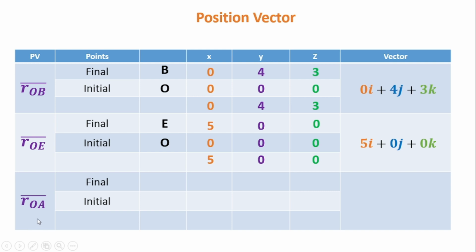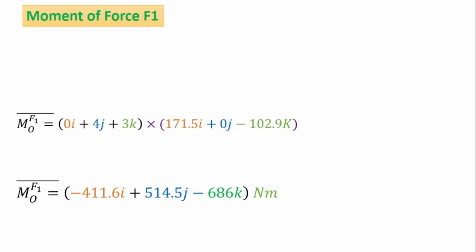The next position vector is ROA. Final point is A, initial point is O. Coordinates of point A are 0, 0, 3 and O are 0, 0, 0. First row minus second row: 0 minus 0 is 0, 0 minus 0 is 0 and 3 minus 0 is 3. Now the position vector is 0 plus 0 plus 3k. So calculate all the position vectors for the required vectors, then we'll find out the moment.